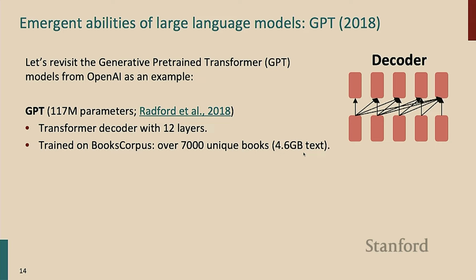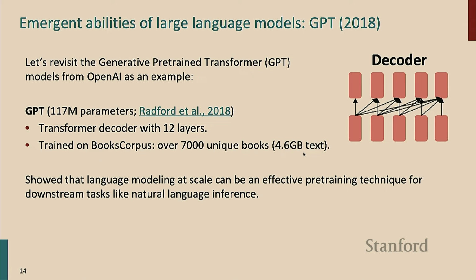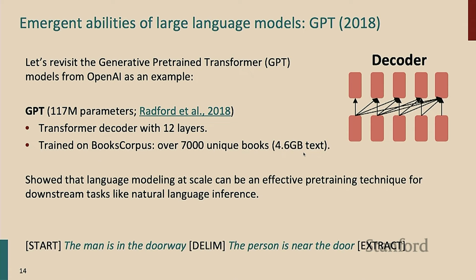And again, it's just a vanilla transformer decoder using the techniques that you've seen. It's trained on a corpus of books, about 4.6 gigabytes of text. And what GPT showed was the promise of this simple language modeling objective as an effective pre-training technique for various downstream tasks that you might care about. So if you wanted to apply it to something like natural language inference, you would take your premise sentence and your hypothesis sentence, concatenate them, and then maybe train a linear classifier on the last representation the model produces.